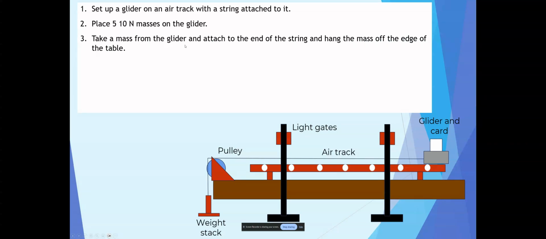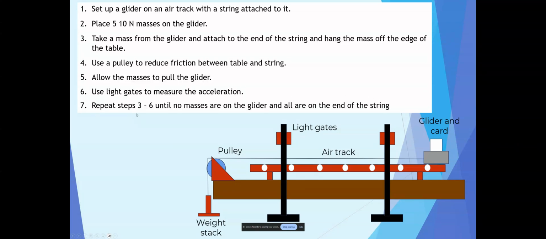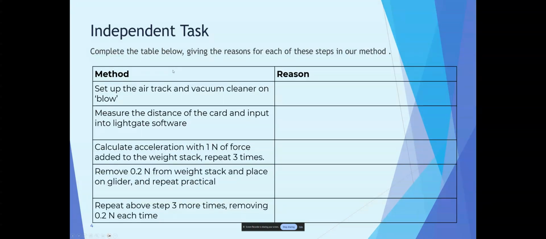Take a mass from the glider and attach it to the end of the string and hang the mass off the edge of the table, which we've done. Use a pulley to reduce the friction between the table and the string, which we've got there, and allow the masses to pull the glider. So we let go of the masses, they pull the glider. Use the light gates to measure the acceleration and write it down. Now all you do is repeat steps 3 to 6 until there are no masses on the glider and all are on the end of the string. So effectively we're increasing the weight here, increasing the force on the glider, so we'd expect it to accelerate. So let's have a look at why we're doing certain things.